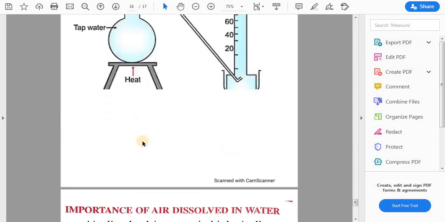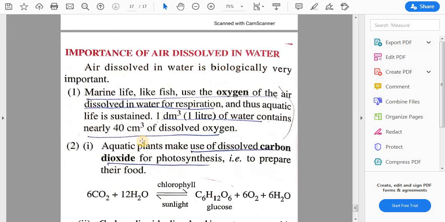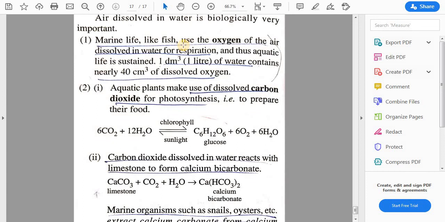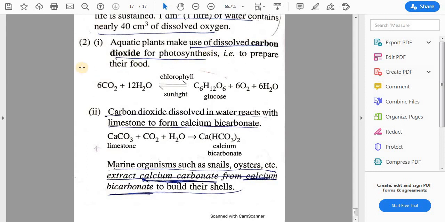The last portion is the importance of air dissolved in water. Air dissolved in water is biologically very important, good for marine life because they use the oxygen of the air. Aquatic plants use the dissolved carbon dioxide for photosynthesis. This is a very well-known reaction for you. Carbon dioxide dissolved in water reacts with limestone to form calcium bicarbonate. This is also known to you. So marine organisms like snails, oysters, etc. extract calcium carbonate from calcium bicarbonate to build their shells.